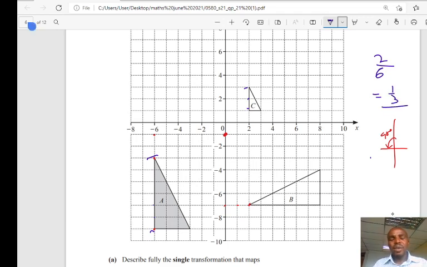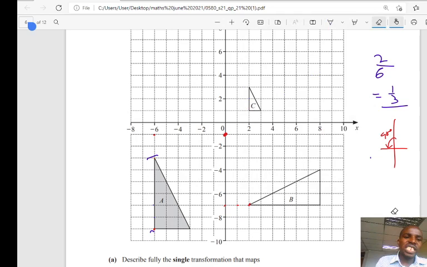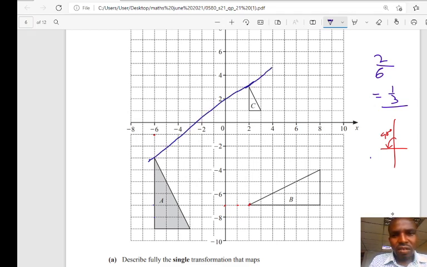Scale factor can be negative or positive. Negative means the image is on the opposite side of the center of enlargement from the original shape. Positive means they are on the same side of the center of enlargement. So in this case, you have to find the center of enlargement first. Then we find out whether C is negative or positive. So you join corresponding points. You can find your ruler, or I can just use somewhere there.